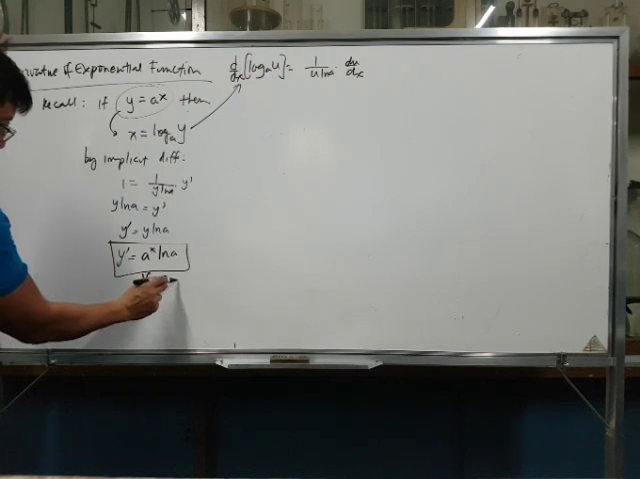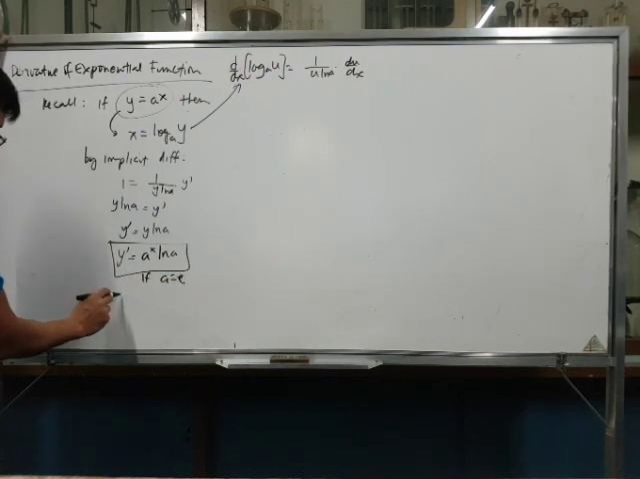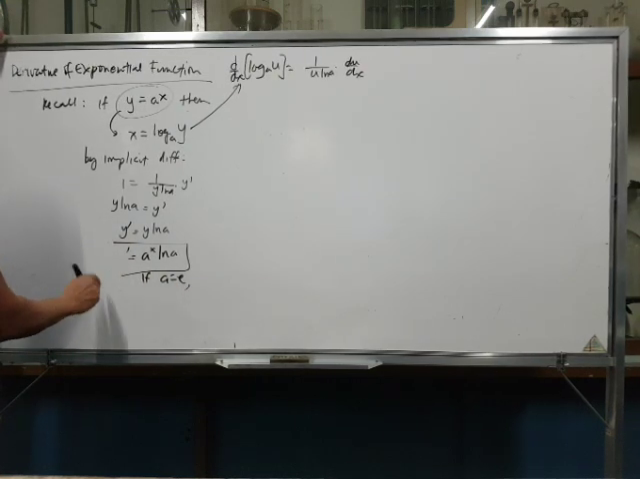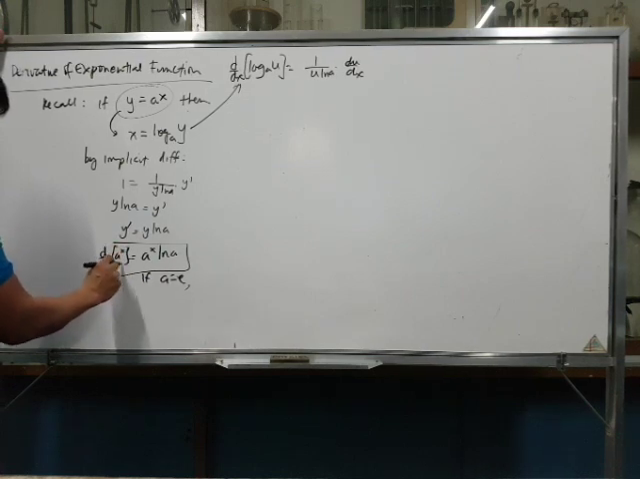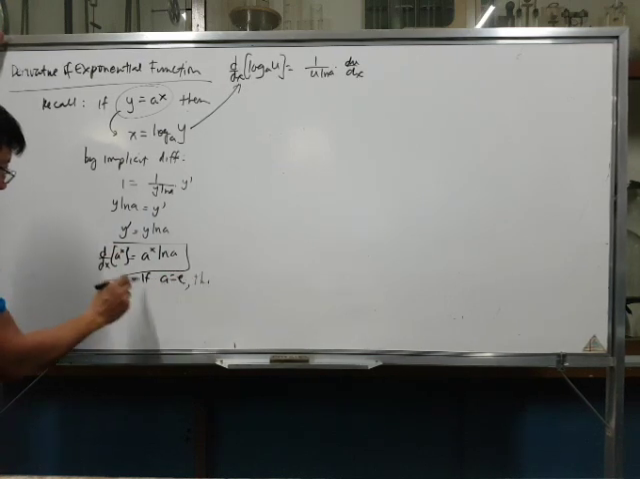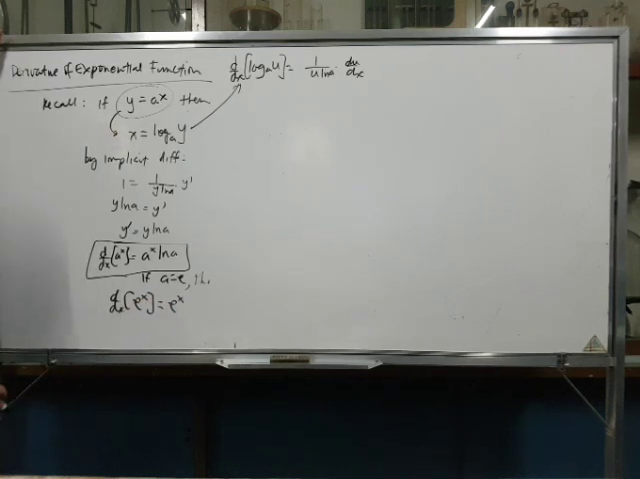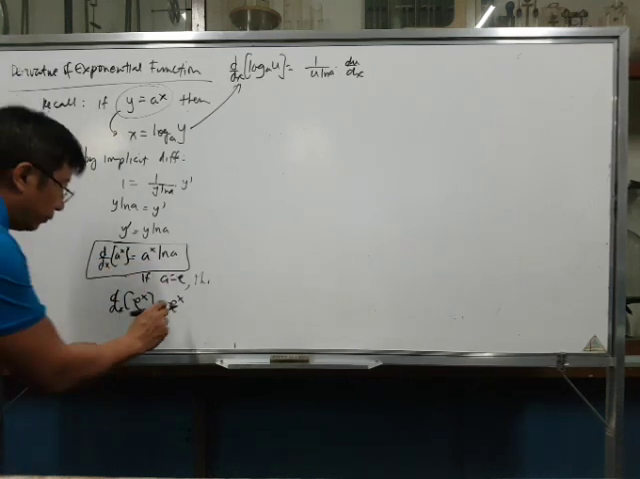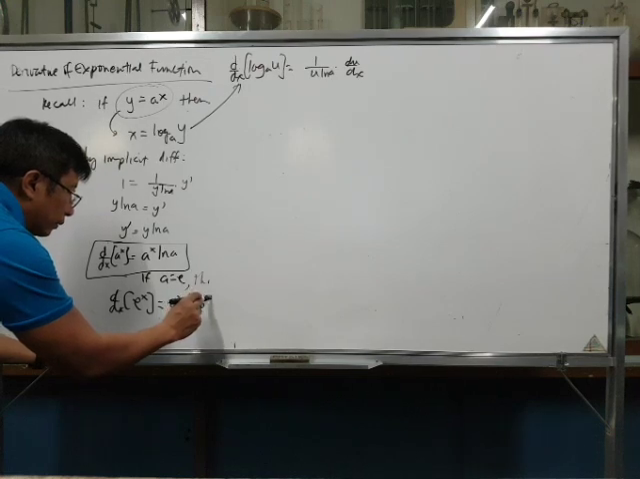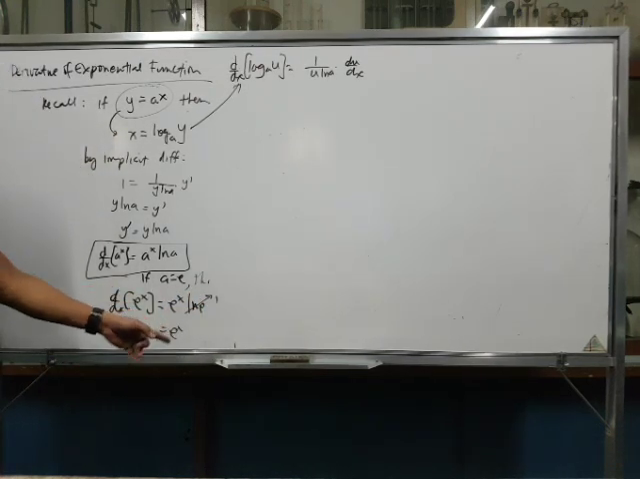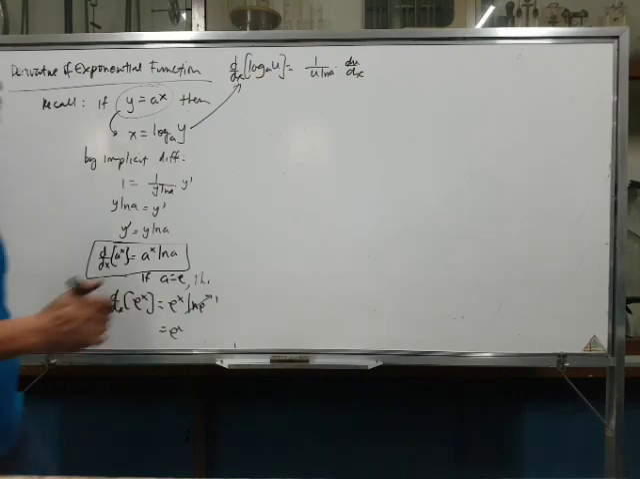Now, if a equals e, then this is the derivative of a to the x, right? Then the derivative of e to the x equals e to the x. Because a is e, ln e is equal to 1, so it is e to the x. So this is the only function whose derivative is the same as the function itself.